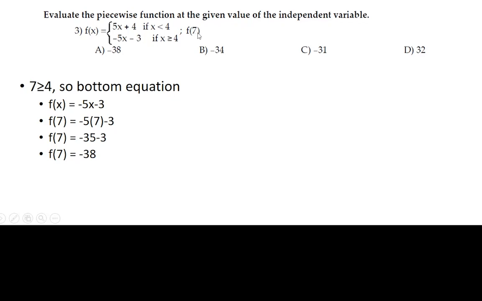So 7 is greater than or equal to 4, which means we're going to be using the bottom equation. Plug 7 into the bottom equation, -5x - 3. That's -5 times 7 minus 3, which is -35 minus 3, which is -38. So our answer for number 3 is -38 because we use the bottom equation, because 7 is greater than or equal to 4.